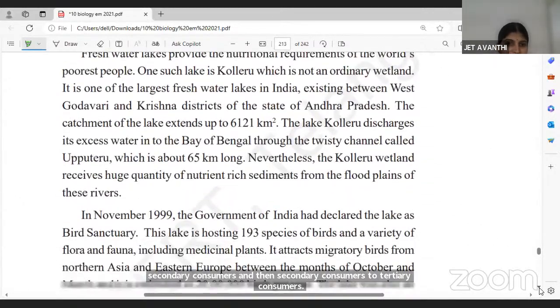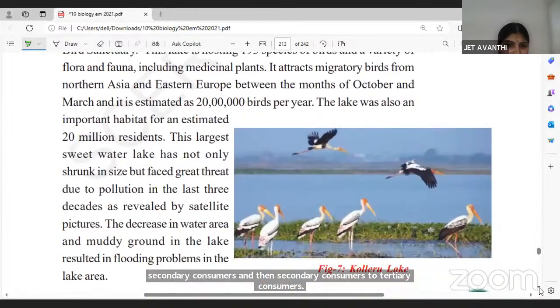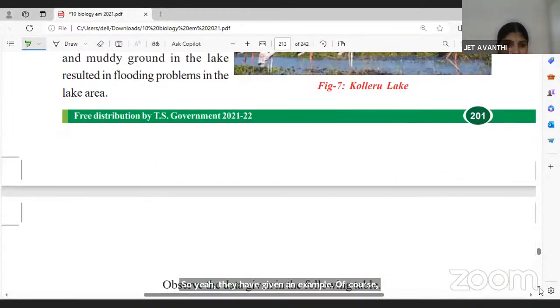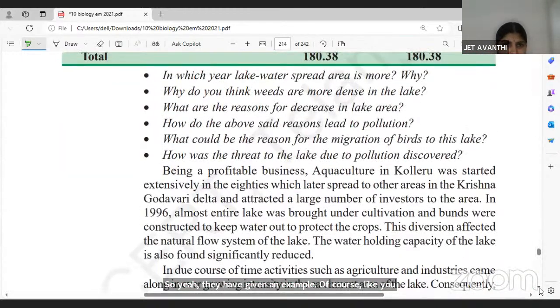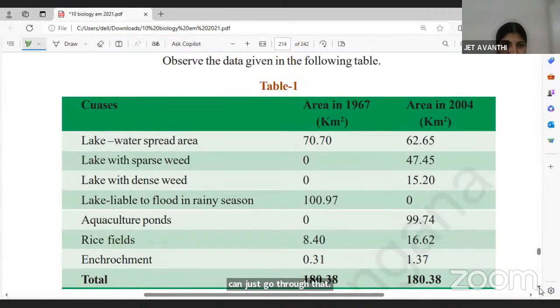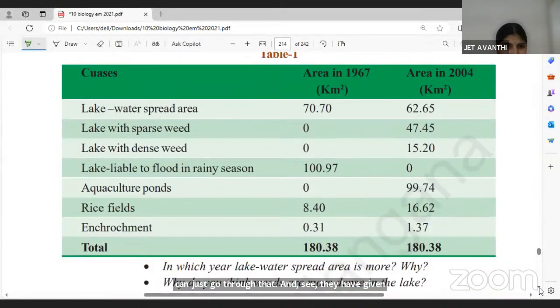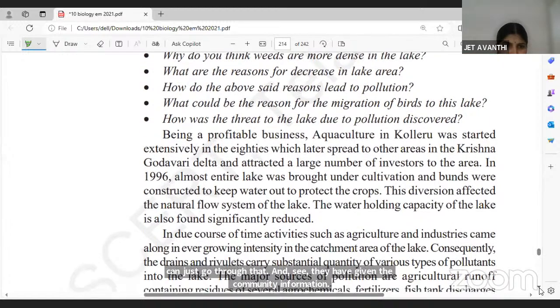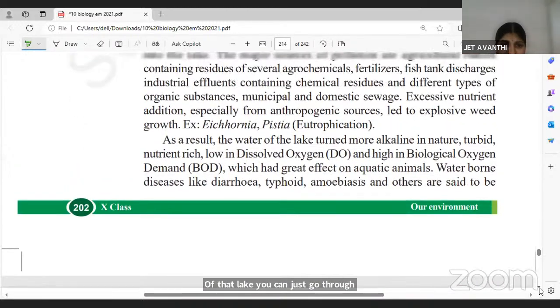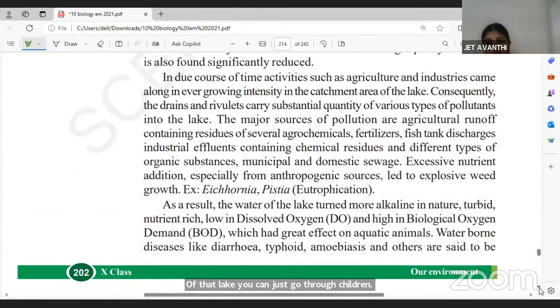So here they have given one example of Golleru Lake. You can just go through that and see, they have given the complete information of that lake. You can just go through, children. And eutrophication, children. What is biological oxygen demand? And dissolved oxygen, chemical oxygen demand, eutrophication.